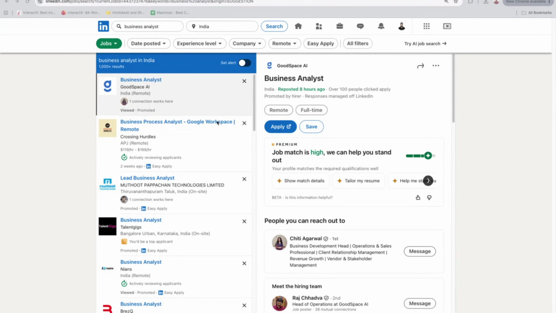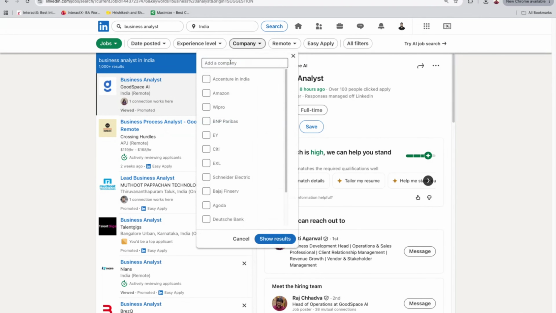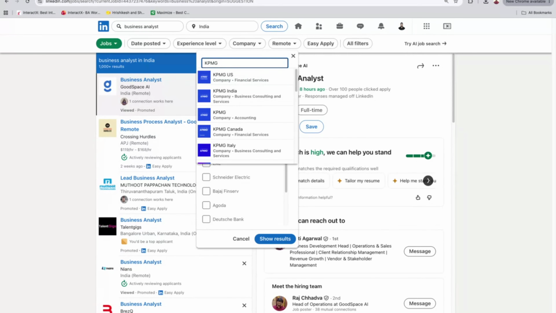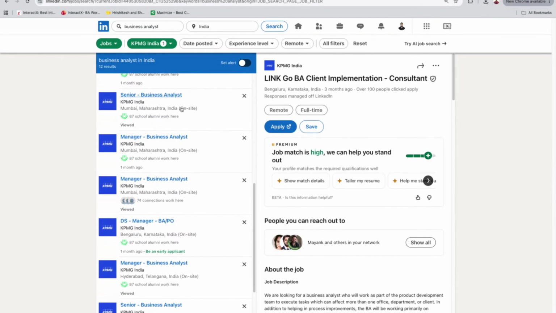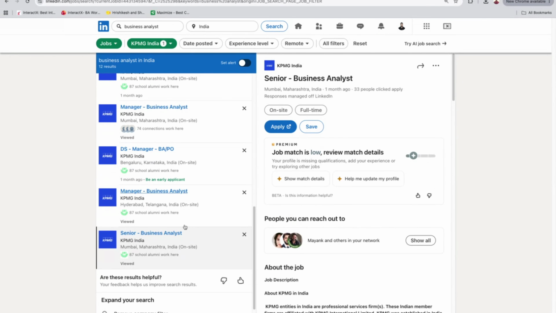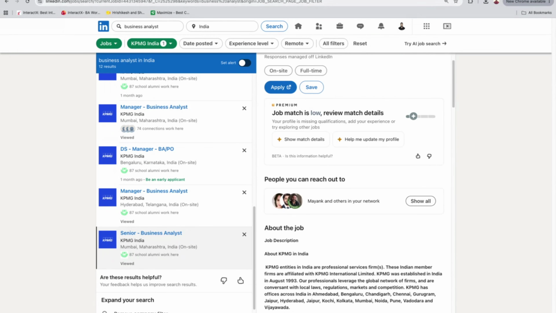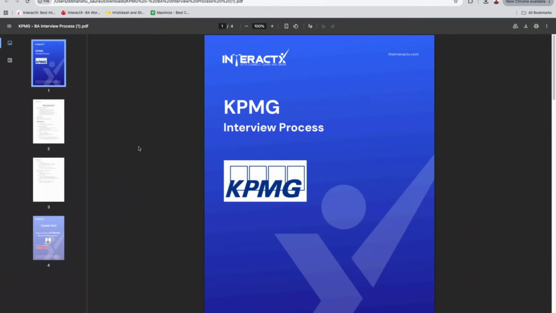All right. So the first thing, let us try to filter out the KPMG opportunity for business analyst as per the location India. So I'll just go and search for KPMG India. You'll get to observe that there are a lot of opportunities out there for senior BA managers, different locations, Hyderabad, Bangalore, and all of those. Let me just take you through one of our documents that we have compiled.